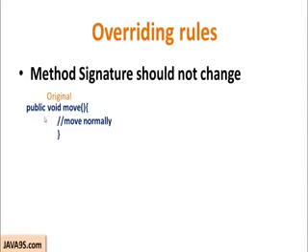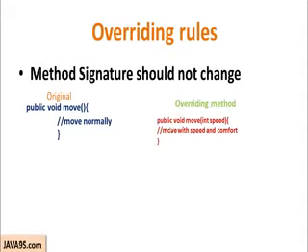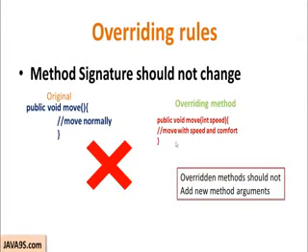Here in the original one I have public access, void move, and here you can see that an argument is added. So this particular implementation is not an overriding, because an overridden method should not add any new arguments. The return type should be the same and the arguments should also be the same. No new argument should be added, and nothing should be deleted.